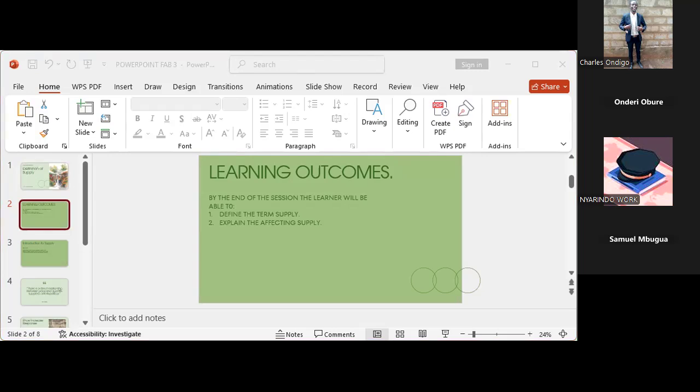Good. I can see Wanjiru. Wanjiru says products. Good attempt. Bugua says provision. Good. Obure says ability. Good. Let's go. Okay. Obure says also willing. Good. Okay. Bugua says also willingness. Good.